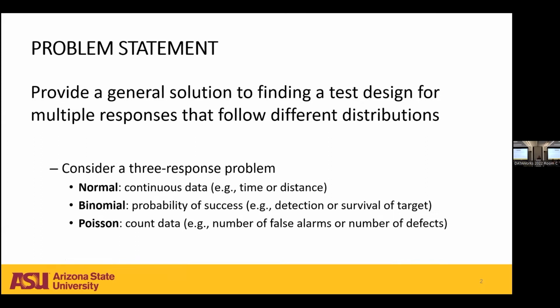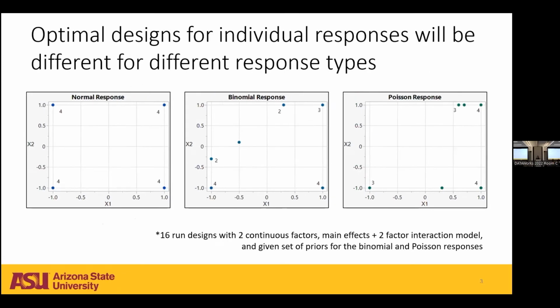So this leads to the primary problem statement for my research, which is to provide a general solution to finding a design for multiple responses that follow different distributions. And to demonstrate a solution, we consider a three-response problem that involves a normal response with continuous data, binomial, such as detection or survival of a target, and a Poisson response, which models count data like number of false alarms. So if you look at the optimal designs for each of these individual responses, there are some differences.